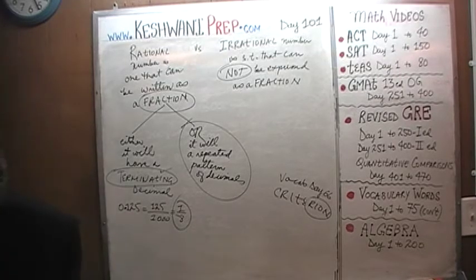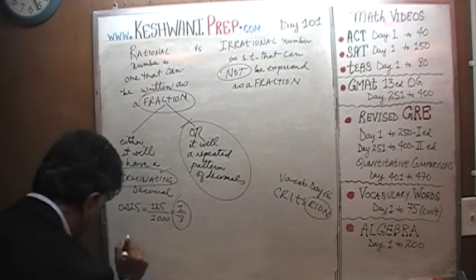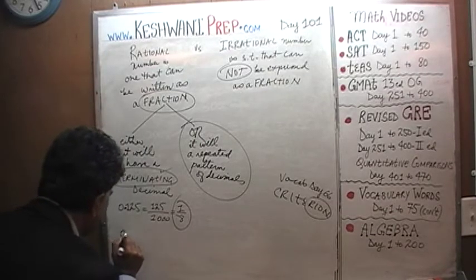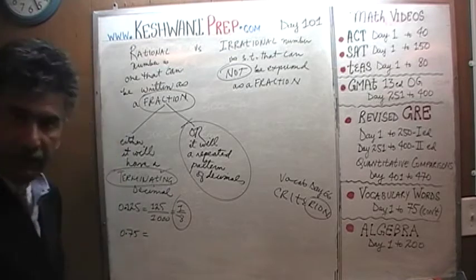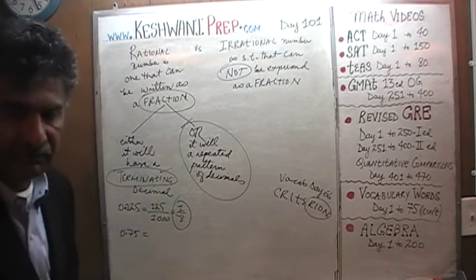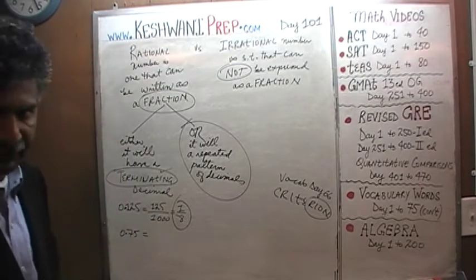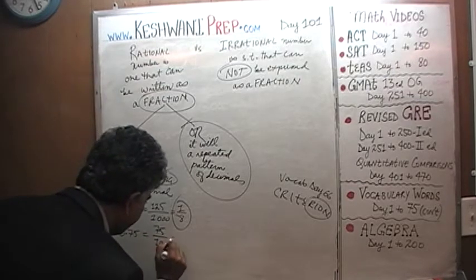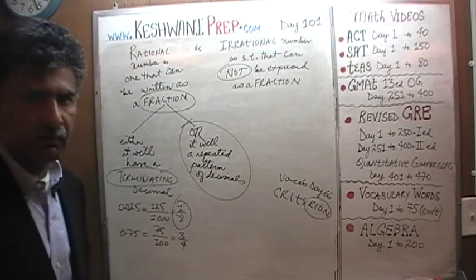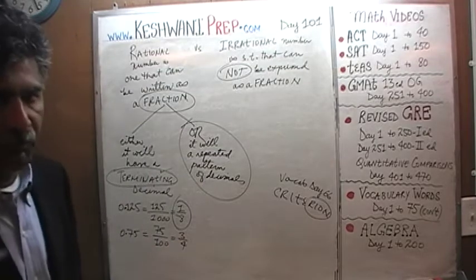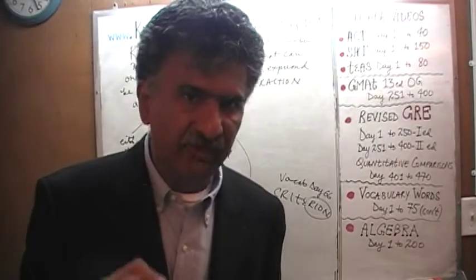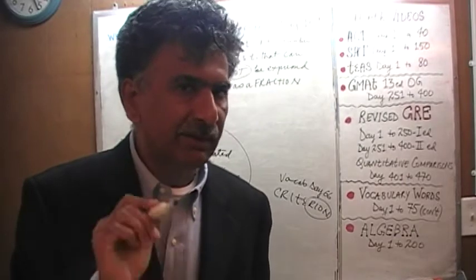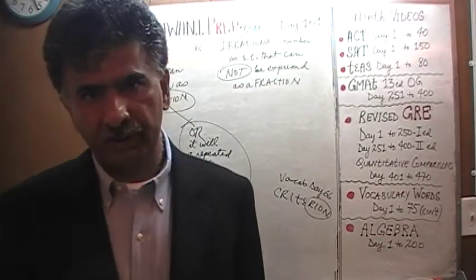Here's another example. How about 0.75? 0.75 is a simple example. It ends, I say 0.75, terminating decimal. It terminates, 0.75, end of the story. Well, that can be written as 75 over 100. And if you like, of course, we can write that as 3/4. But the point is, because the decimal terminates, it can be written as a fraction.